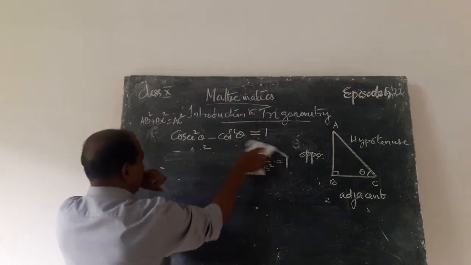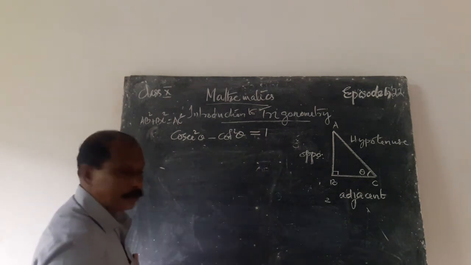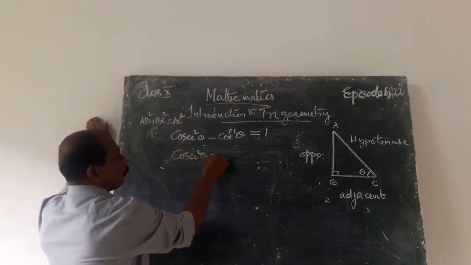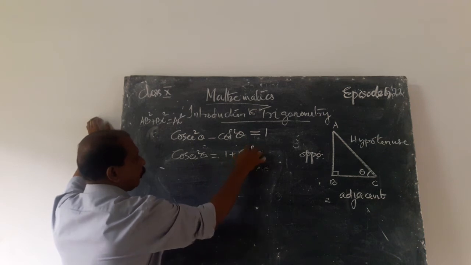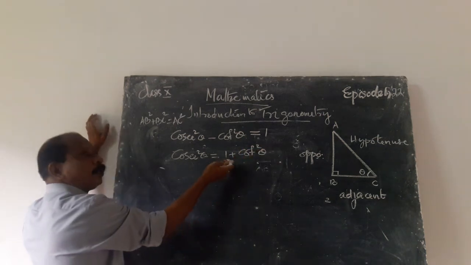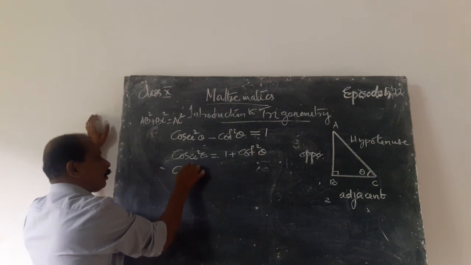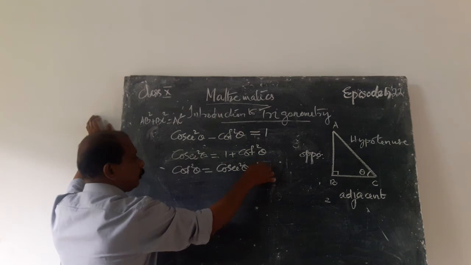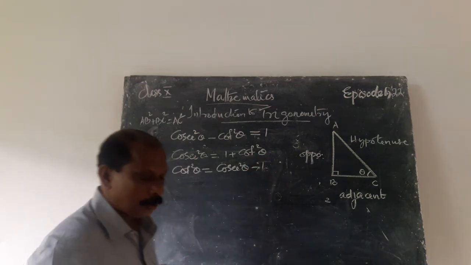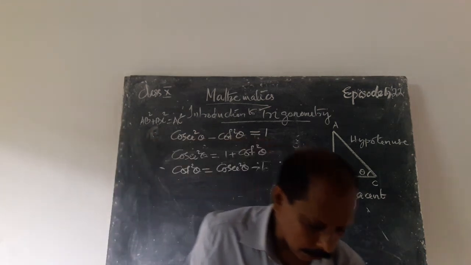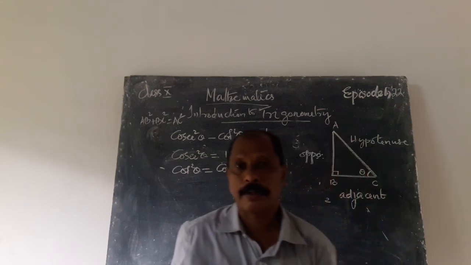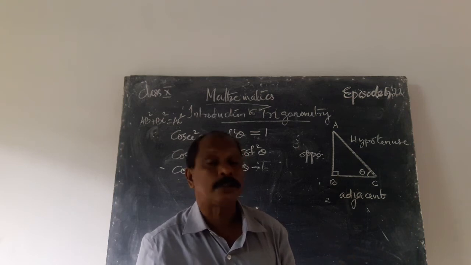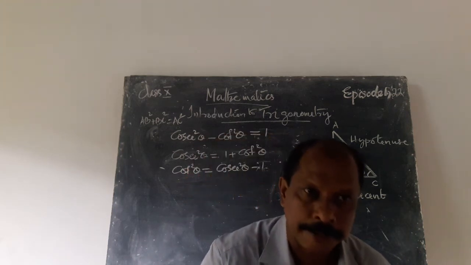Shifting cot square theta to the right, we get cosec square theta is equal to 1 plus cot square theta. Shifting 1 to the left, cot square theta is equal to cosec square theta minus 1. Therefore, these are the basic results in the case of trigonometry. Clear? Then we can explain all the points of that chapter once again.